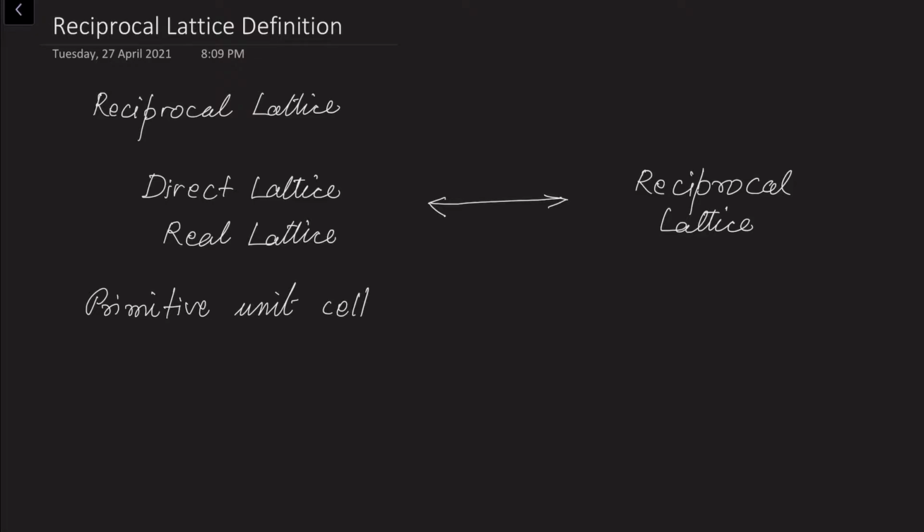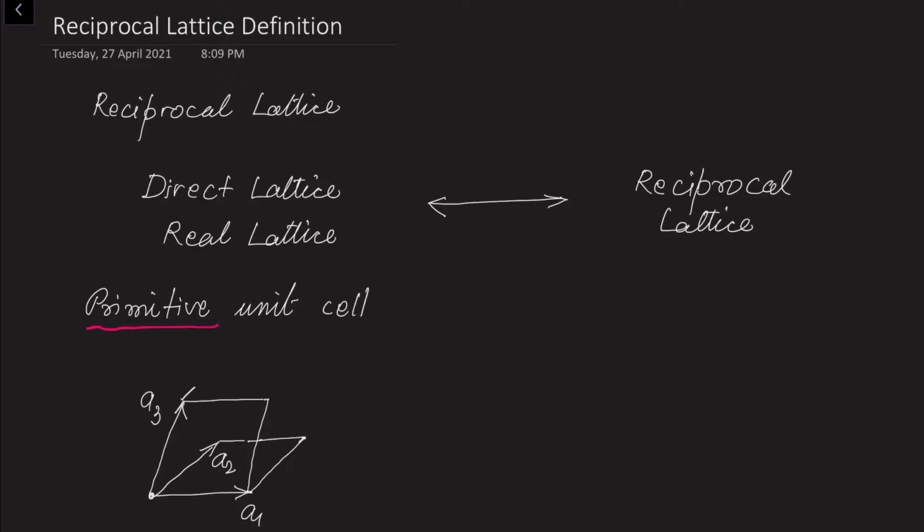Primitive unit cell. Primitive is important here, and that primitive unit cell, as you know, is defined by three primitive basis vectors. Let us call them A1, A2, and A3. So three primitive basis vectors then define a primitive unit cell, which is a parallelepiped defined by these three vectors.